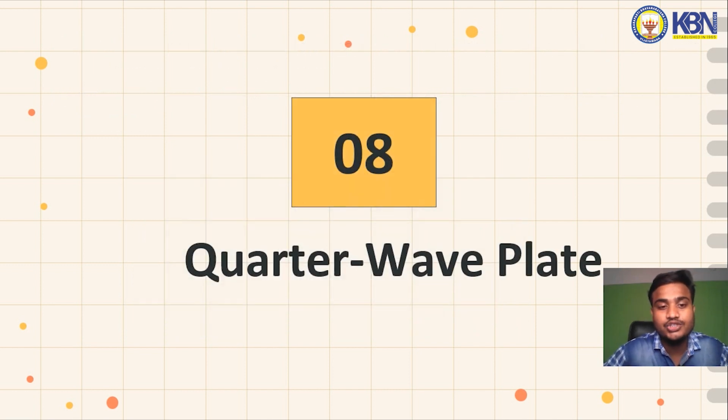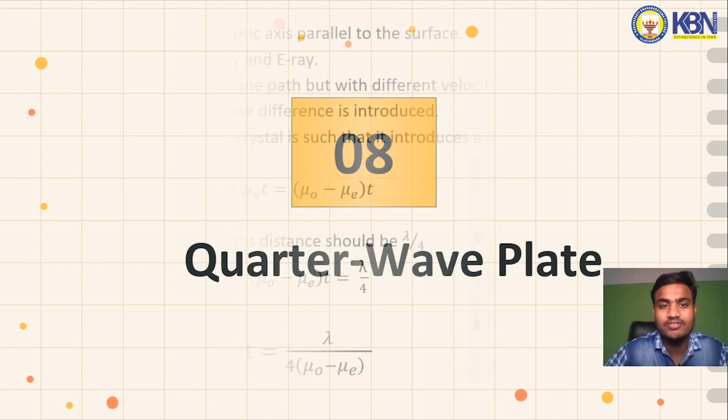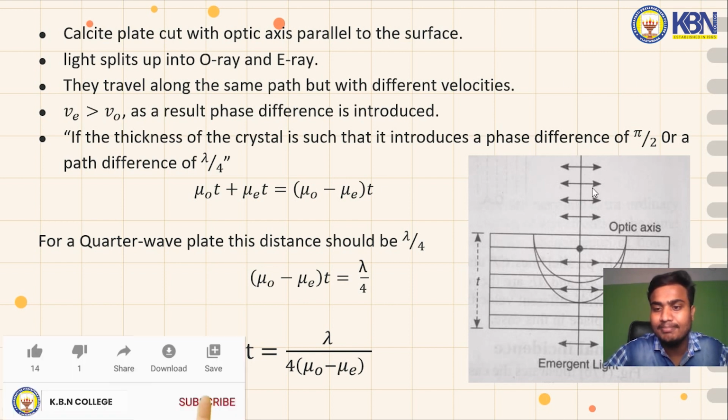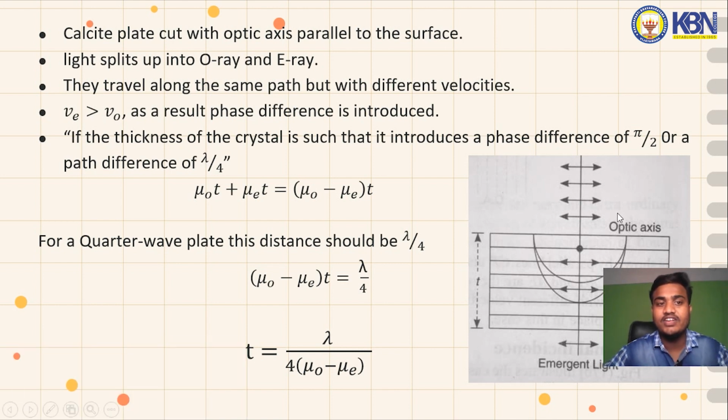Now coming to the next topic, the quarter wave plate. What does a quarter wave plate mean? When a calcite crystal is cut with its optical axis parallel to the surface, and plane polarized light whose vibrations are parallel to the plane of the paper enters this crystal, it will split up into an ordinary ray and an extraordinary ray.